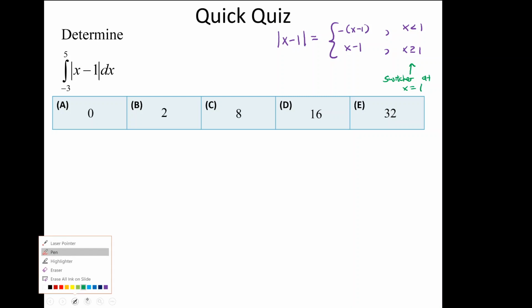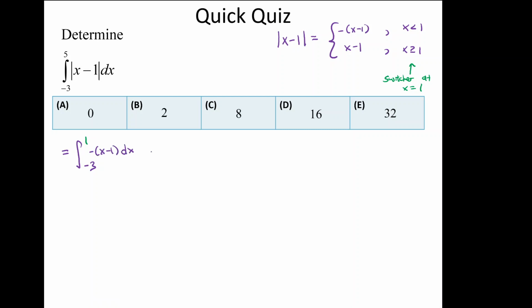Okay. So this is going to be the integral from negative 3 to 1 of the function that is the part of the piecewise function inside that region for those x values. So for x values between negative 3 and 1, that's for x less than 1. That means absolute value of x minus 1 is going to be negative x minus 1, plus the integral from 1 to 5 of the positive of x minus 1.